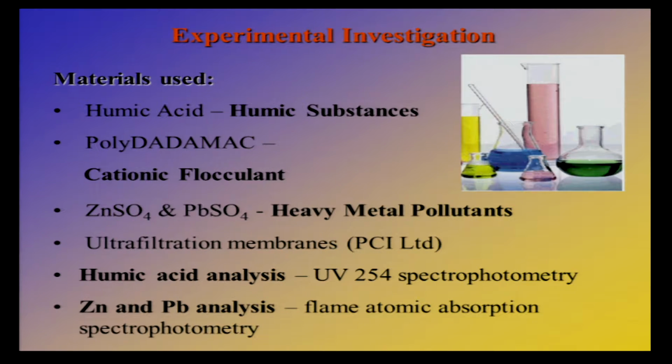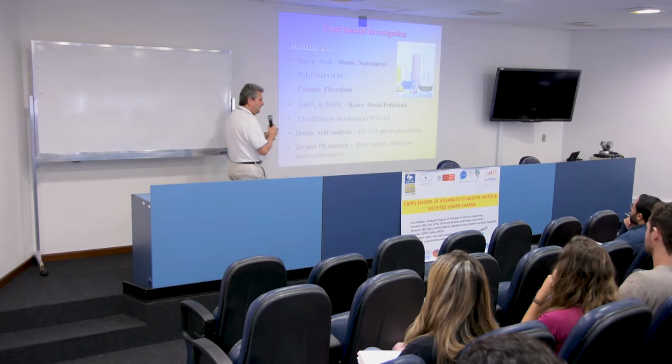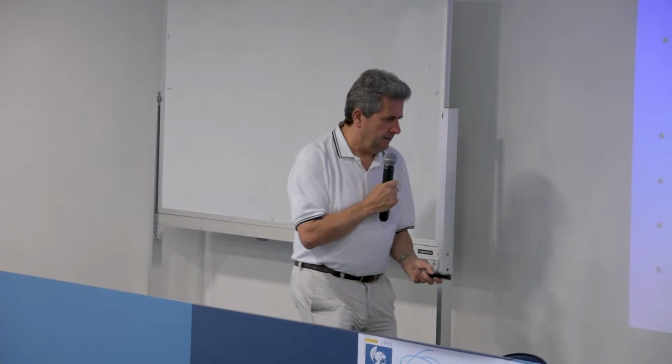Analyzing the humic acid is very straightforward. We can use a UV spectrophotometer and look at absorption at 254 nanometers. So you remember that the humic acid has a large benzene ring which absorbs light almost in the ultraviolet range. So we can just measure the absorption of light by that ring, and that will tell us, through a calibration, what the concentration is.